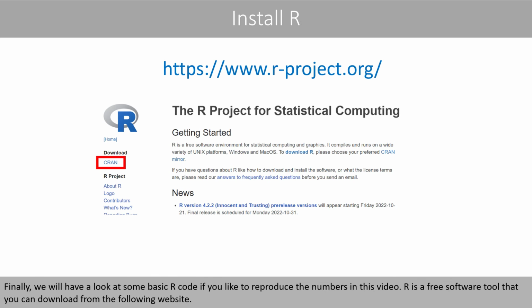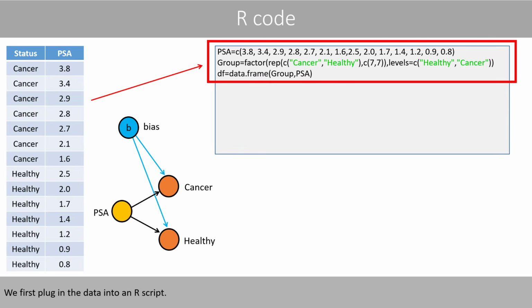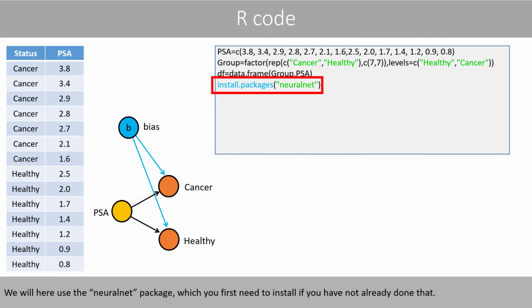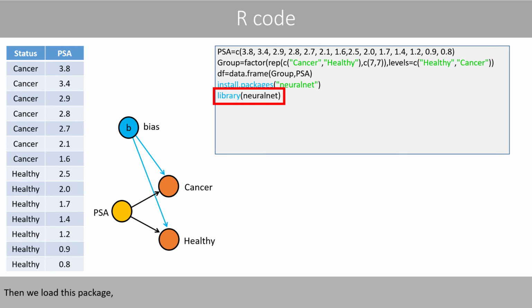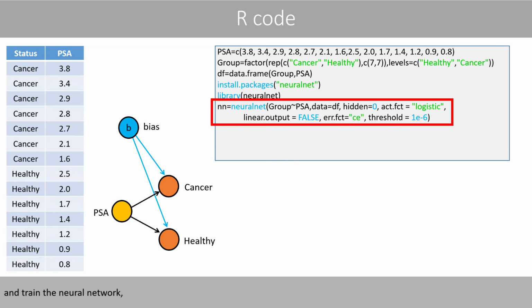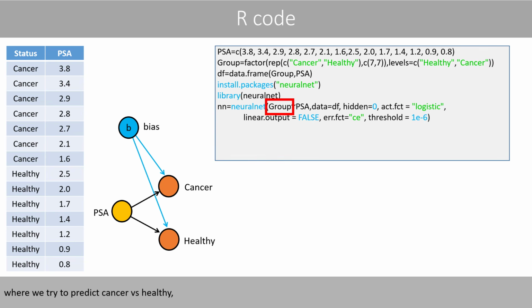Finally, we'll have a look at some basic R code if you like to reproduce the numbers in this video. R is a free software tool that you can download from the following website. We first plug in the data into an R script. We will here use the neuralnet package, which you first need to install if you have not already done that. Then we load this package and train the neural network, where we try to predict cancer versus healthy, based on the PSA level, which is the only input in this case.